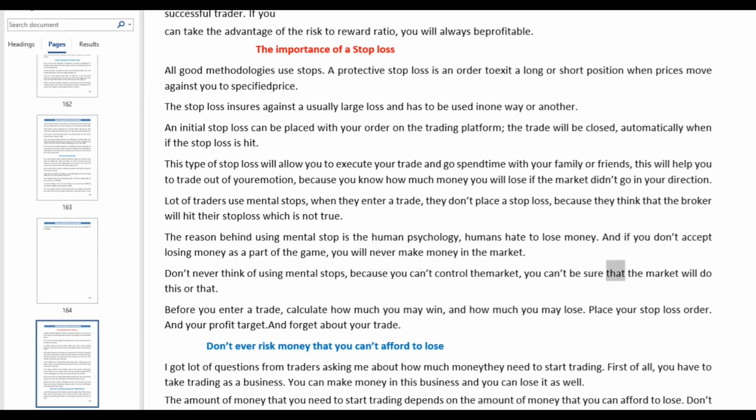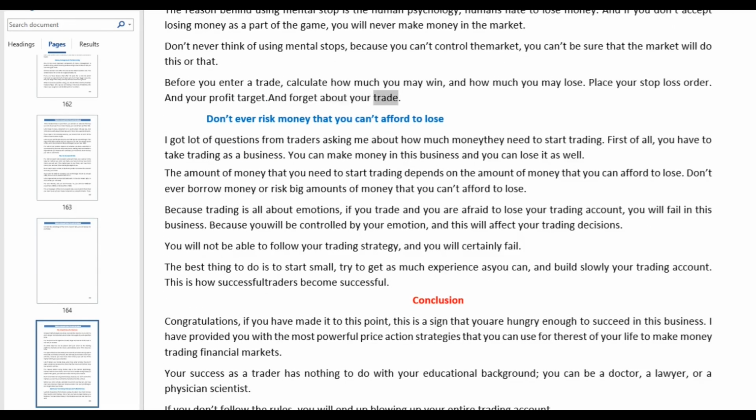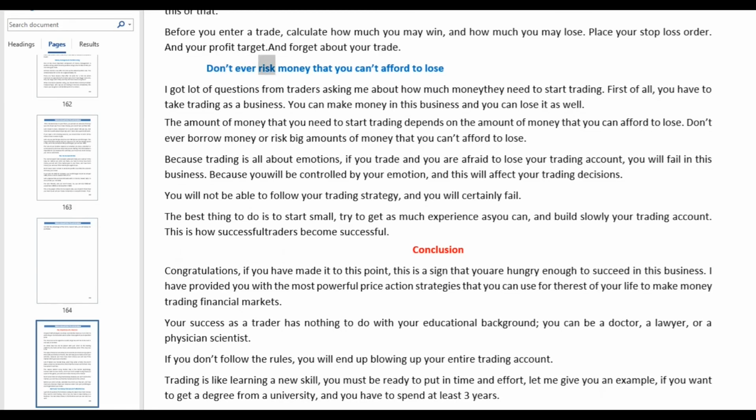You can't be sure that the market will do this or that. Before you enter a trade, calculate how much you may win, and how much you may lose. Place your stop loss order, and your profit target, and forget about your trade. Don't ever risk money that you can't afford to lose.